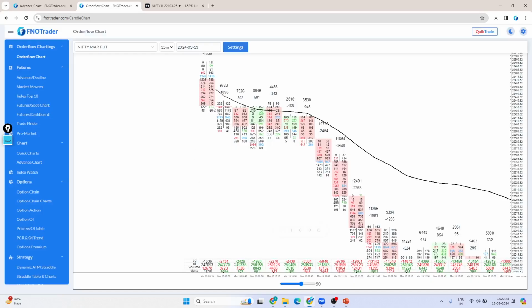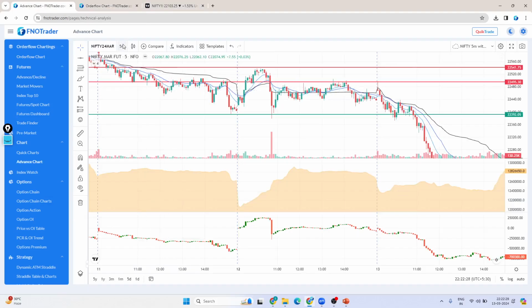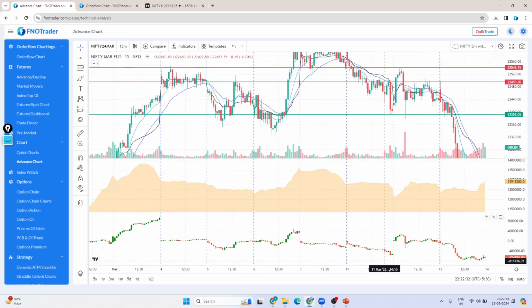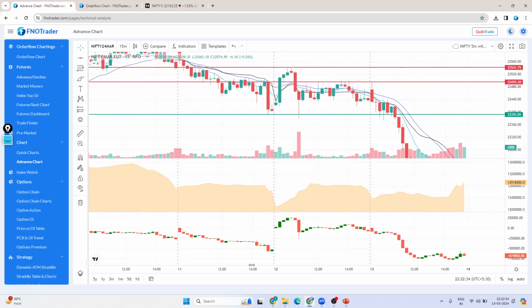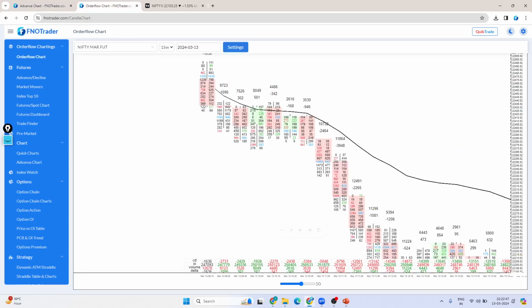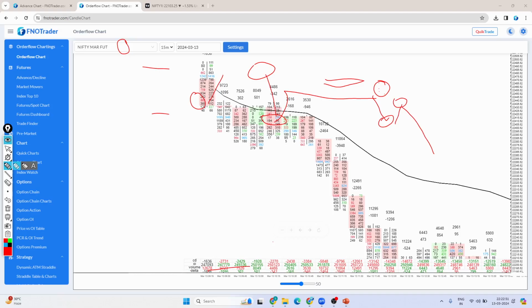This is how the order flow chart looks. You see a similar candle here. Let me switch between this and this, and keep this so that it is similar in terms of time frame. I have a 15-minute candle here. I see that it's a support, and a resistance at the previous day's resistance. You will see the same thing on this particular chart as well.